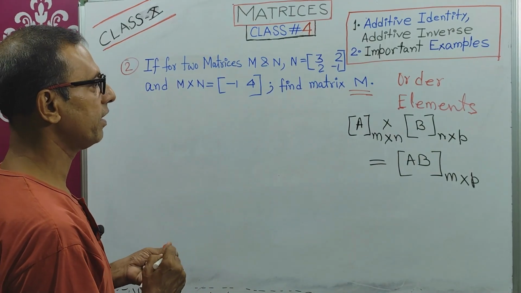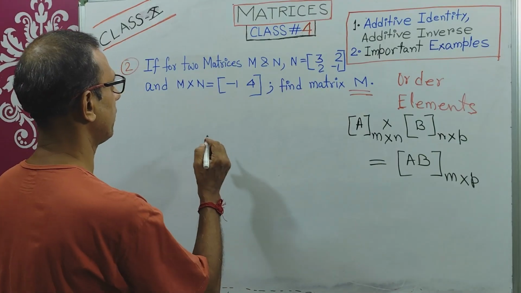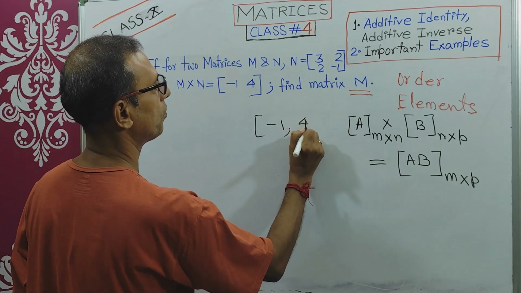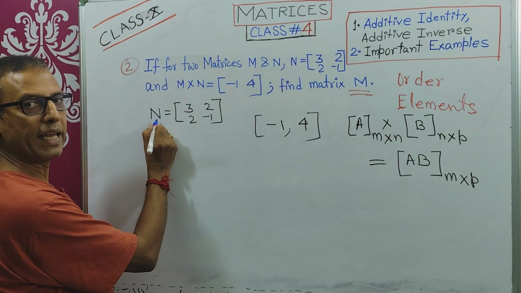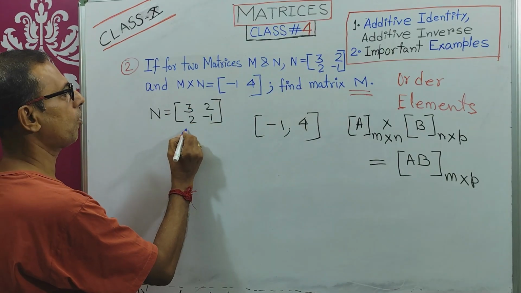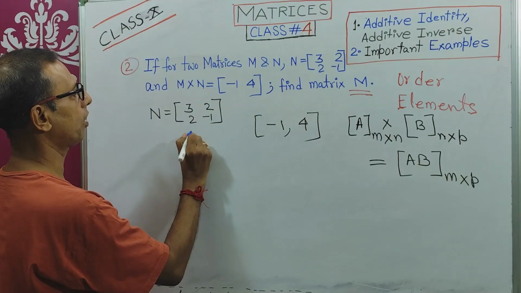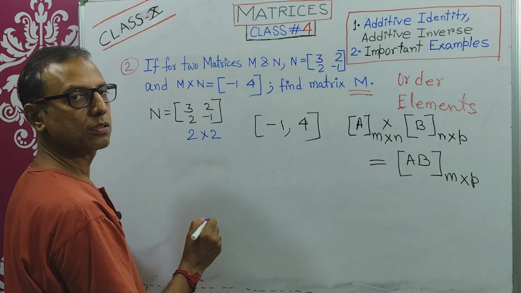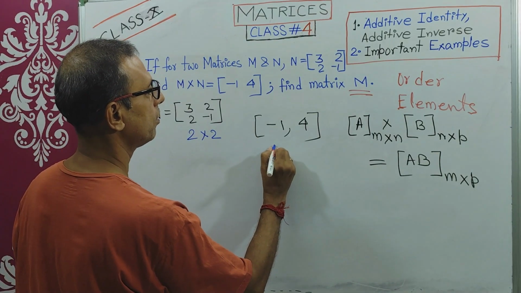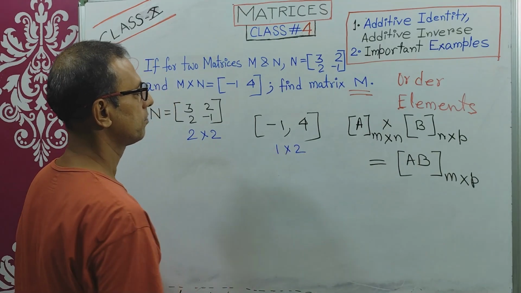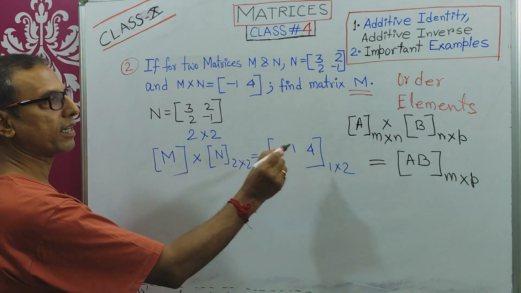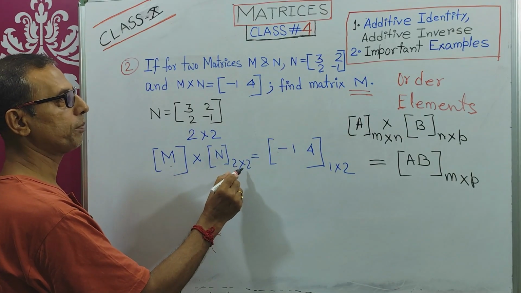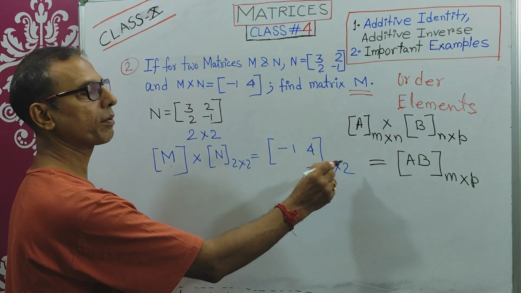So here, the output matrix is already given, right? That is [-1, 4]. And matrix N is given. What is the order of matrix N? It is 2 rows and 2 columns, so it is 2 by 2. The output matrix that is given is of order 1 row, 2 columns. Now, if I represent it like this, matrix M, I don't know the order. Matrix N is a 2 by 2 matrix, and the resultant matrix is 1 by 2.